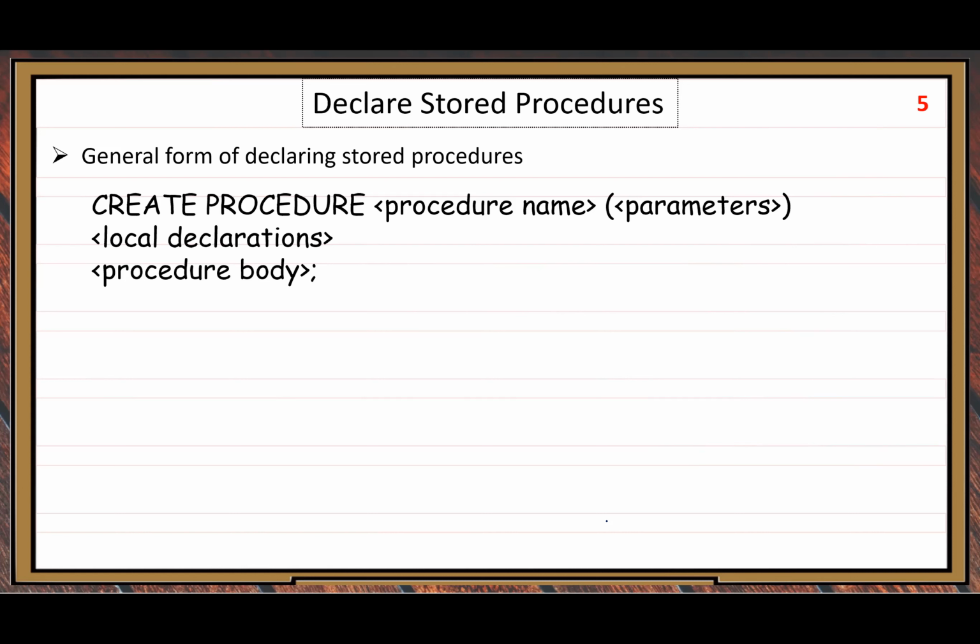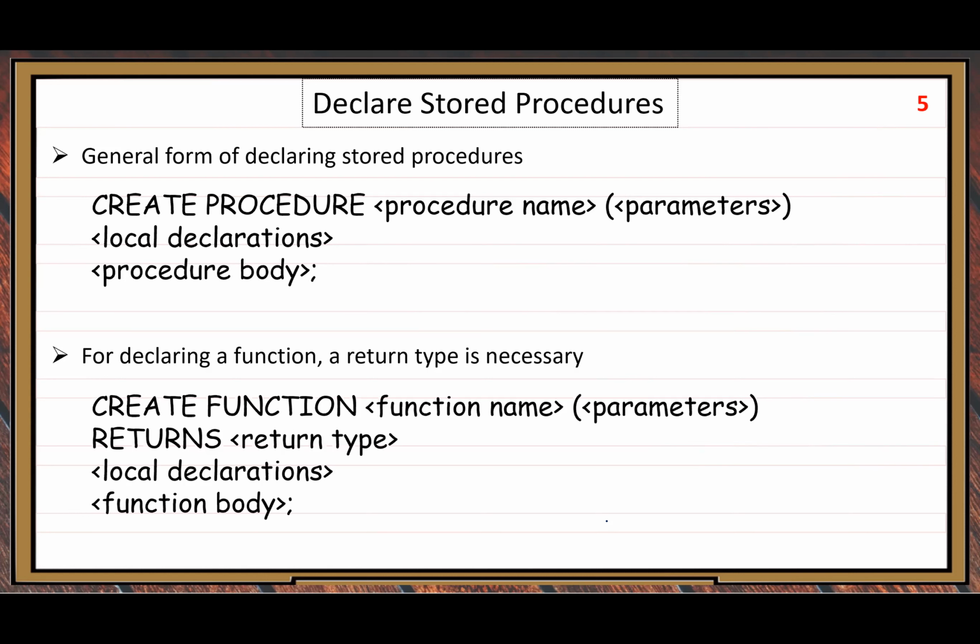For declaring a function, you need to provide a return type. The structure is similar to the above procedure, but you need a return type. Create function, function name, parameters, then you have this return type, then local declarations, function body. That's the structure.